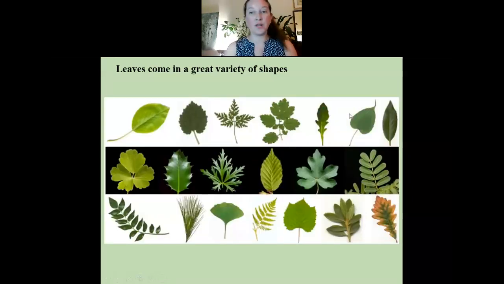Here are a few more examples. You can see some of the leaves have a single blade. Some of the leaves have many, many different parts. I'll annotate, let's use pink. Here, this leaf only has a single part to it, whereas something like this has many parts to it. So there are different types of leaves, and we'll talk about what those are as we move forward.